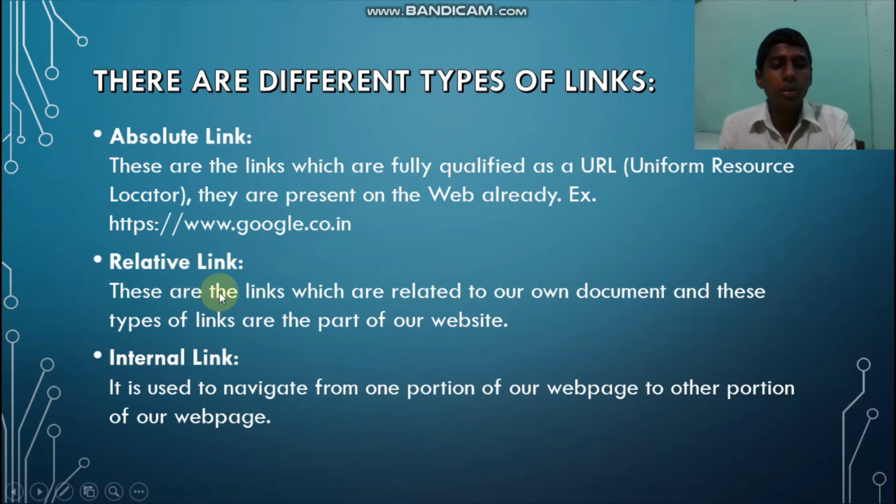The relative link. These are links which are related to our document, and these are types of links which are part of our website. Suppose you open Wikipedia, there will be many blue color words. If you click on those words, it will go somewhere down in that page. It is known as a relative link, moving to the same web page.